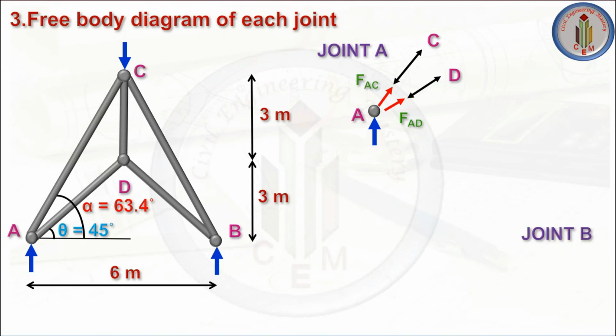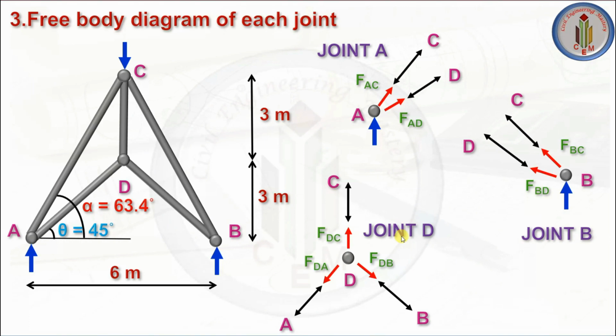Next, let's consider joint B. At joint B, we have two unknown forces, that is FBC and FBD. And at joint D, we have three unknown forces, FDC, FDA and FDB. So this is how you have to draw the free body diagram. These forces are at the joint, so only these internal forces we are going to find out.